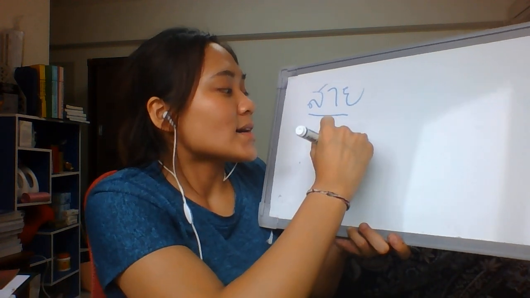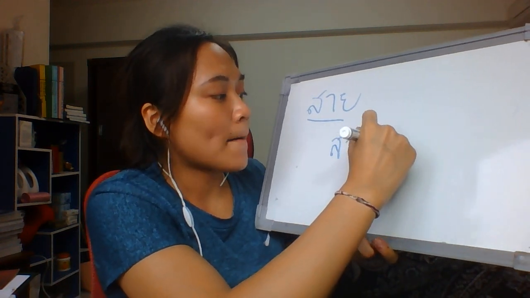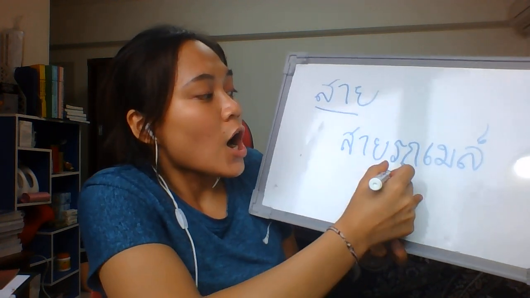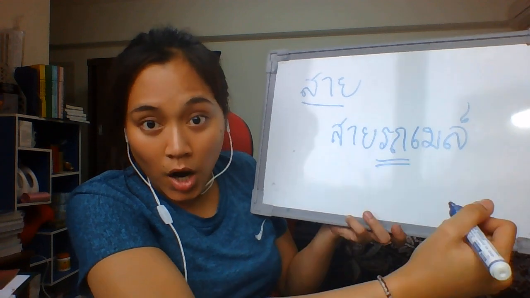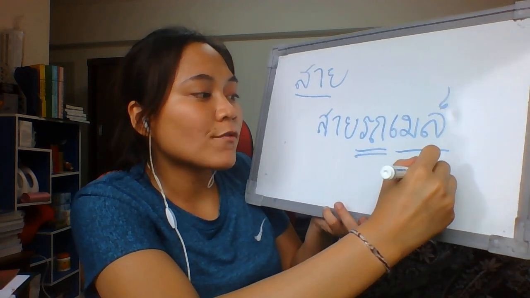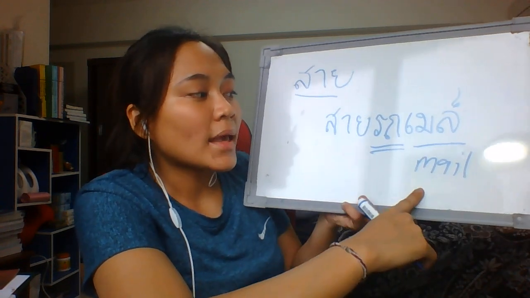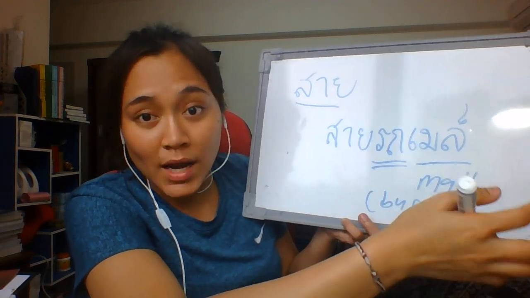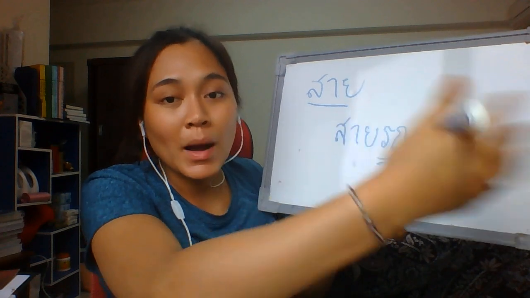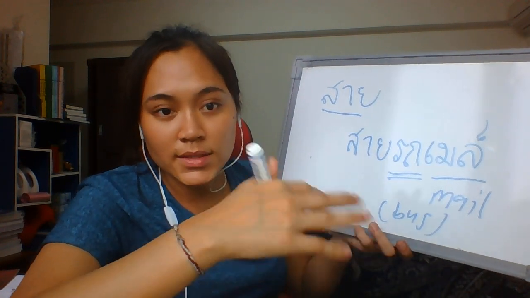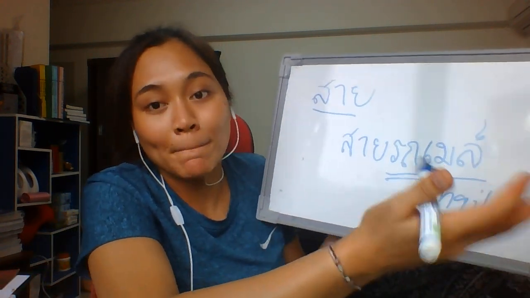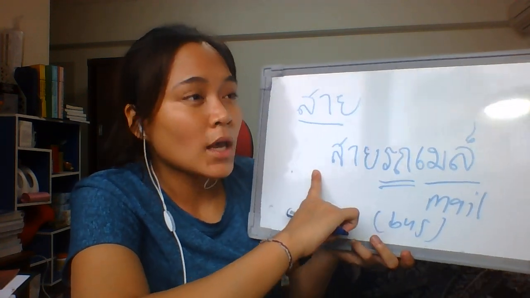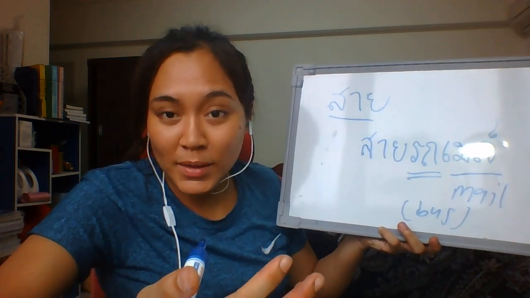And we have another สาย, for example สายรถเมล์. รถ means a car, and เมล์ actually comes from mail. รถเมล์ is what we now call a bus in Thai, because a long time ago they used to send parcels as well, but now they don't do it anymore. It's just a normal bus, but we still call it รถเมล์.